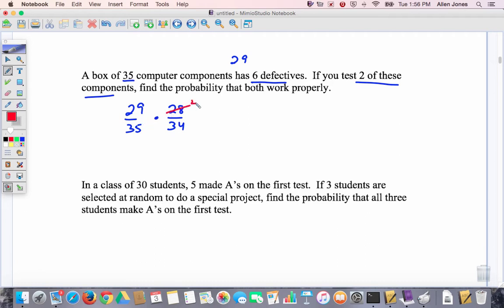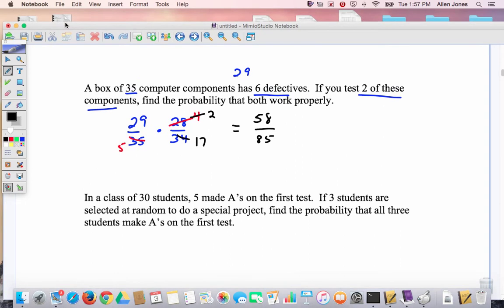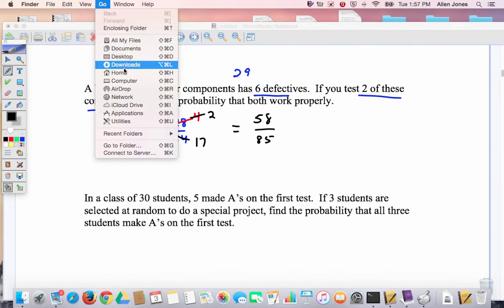I'll go the long route here to begin with, and then maybe show you a shortcut if we haven't already seen it. But 28 and 35 can both be divided by 7. So I'm going to divide those and get 4 and 5. And then 4 and 34 here can both be divided by 2. So I'll go with 2 and 17. If I multiply straight across, 29 times 2 is 58. 5 times 17 is 85, so 58 85ths.